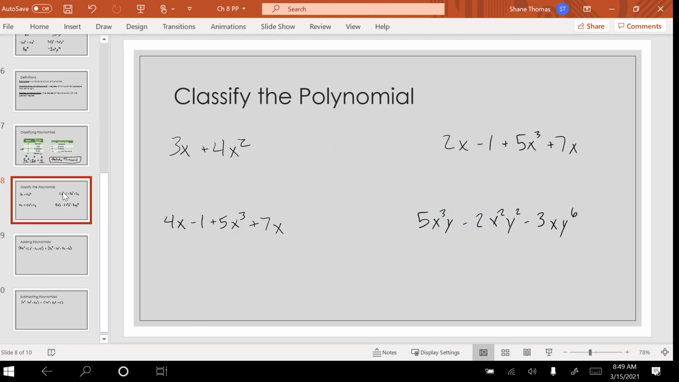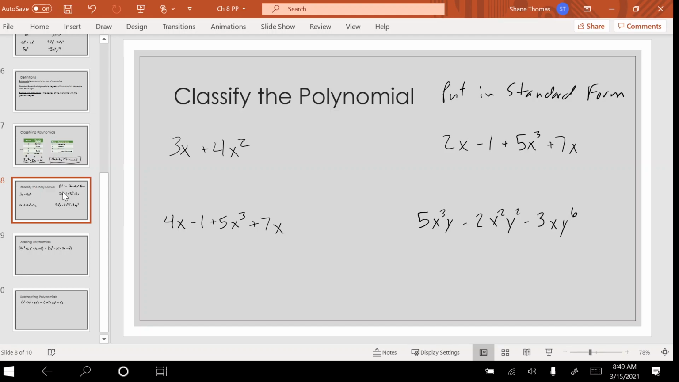You have 4 of them up here. Okay, let's do the first one together. So you need to do a couple things. 1, you need to classify the polynomial. 2, I also want you to put it in standard form, standard polynomial form.